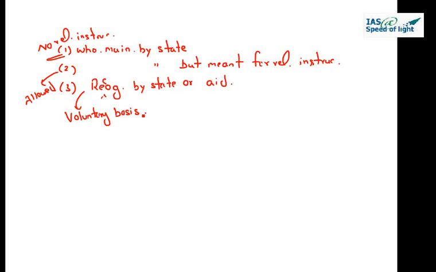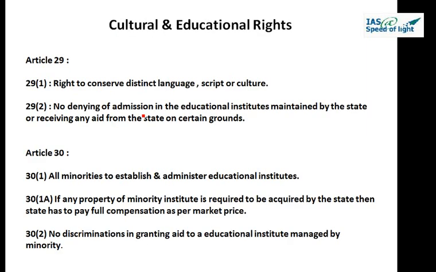Let's move to the next article, which is Article 29. And if we read this article, here we start with cultural and educational rights. We have finished right to freedom of religion, which was from Article 25 to 28. Let's go to Article 29, protection of interests of minorities.